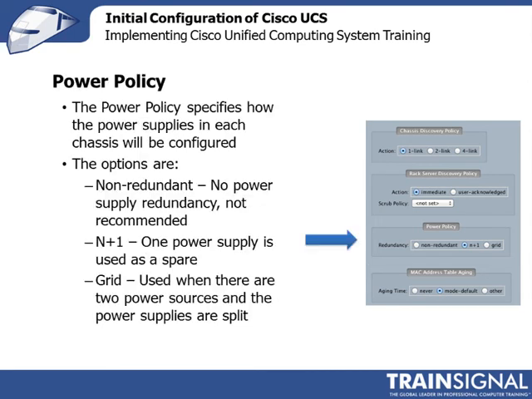Next is power policy. Power policy specifies how the power supplies in the chassis are configured. So we've talked about this as well. You can set for non-redundant with no power supply redundancy. Really, I'd only do that in a lab environment. N+1, so you basically have one power supply acting as a spare. And grid, where the power supplies are split across 2 power sources. Therefore, you have feeds from one side, feeds from another side, and the chassis splits the 4 power supplies 2 and 2 across 2 different power feeds. So pick the one that's appropriate for your environment, and we'll set that there.